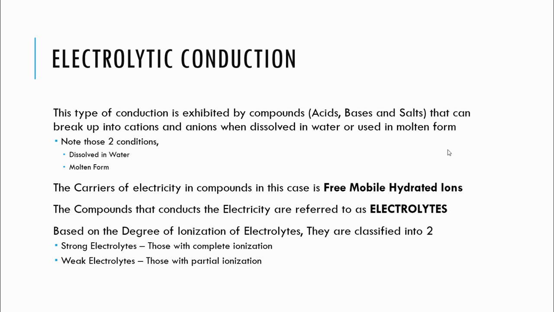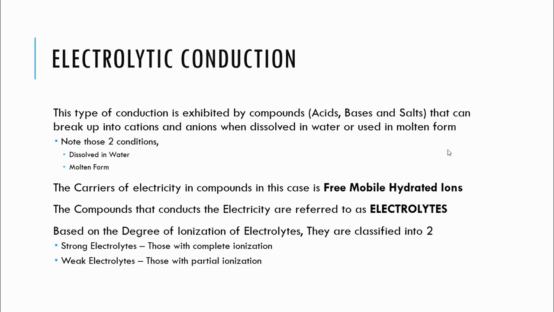Ionic compounds can break up into cations and anions. Covalent compounds cannot break down into their ions because they are not ionic, so they will not be able to show this kind of electrolytic conduction. It is a property exhibited by ionic compounds alone.